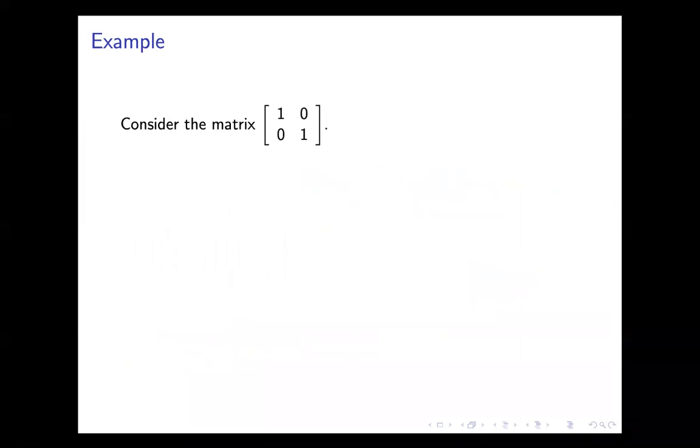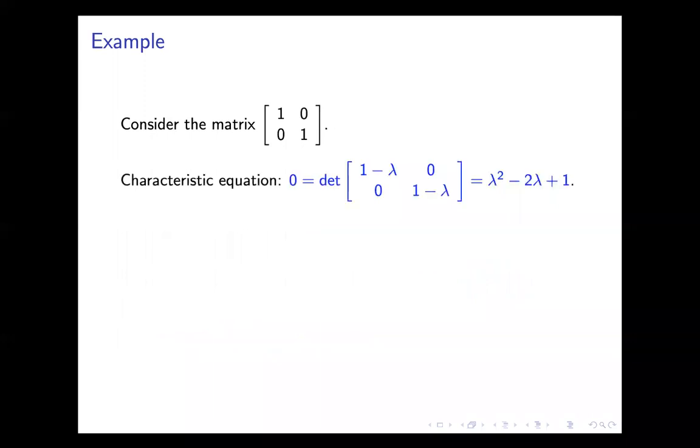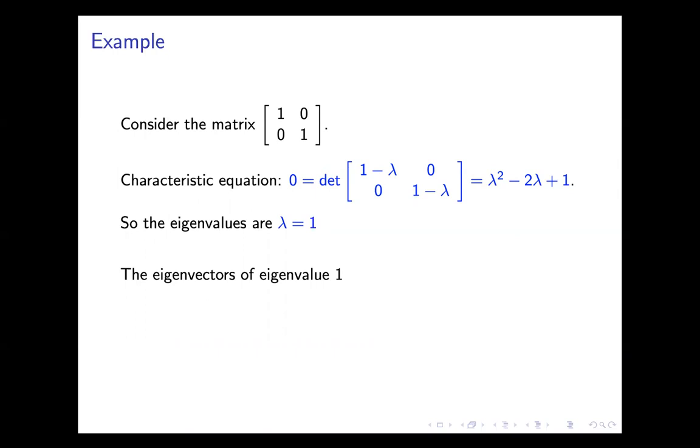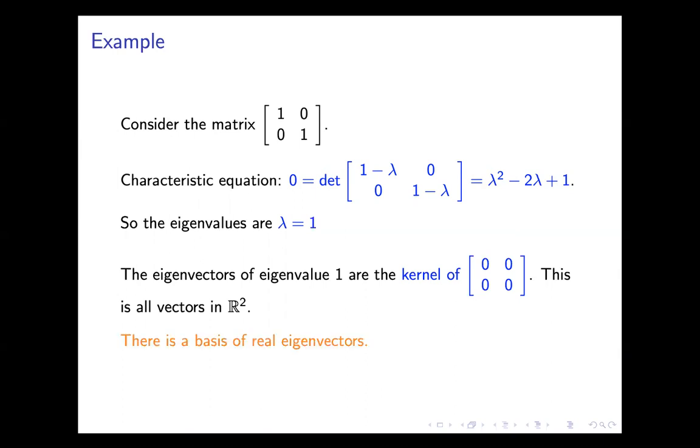Let's do one more example. Now let's take the identity matrix 1, 0, 0, 1. Its characteristic equation reads, again, 1 minus lambda squared equals 0. So again, the eigenvalue is equal to 1, and the eigenvectors for eigenvalue 1 are the kernel of this matrix 0, 0, 0, 0, which is any vector in R2. So in this case, there is a basis of real eigenvectors.